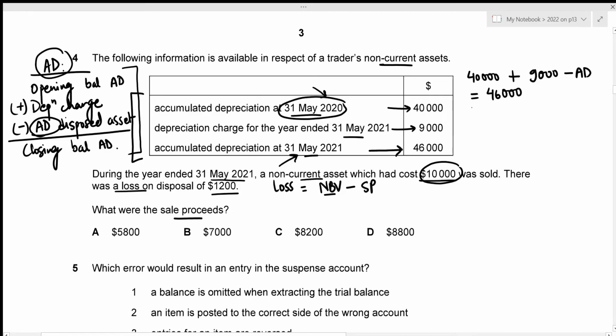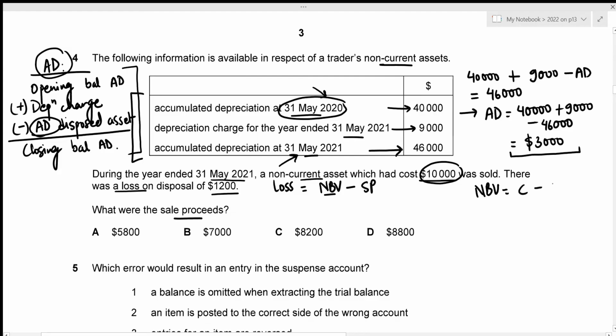Now we can easily figure out the value for accumulated depreciation of the disposed vehicle. That is just going to be 40,000 plus 9,000 minus 46,000. And this results in the value of 3,000. So this is the required accumulated depreciation of the disposed non-current asset. Now, we need to figure out our net book value, which is just the difference between cost and the accumulated depreciation. And in this case, we are given the cost to be 10,000. And we just figured out our accumulated depreciation to be 3,000. Which means that the net book value will be 7,000.